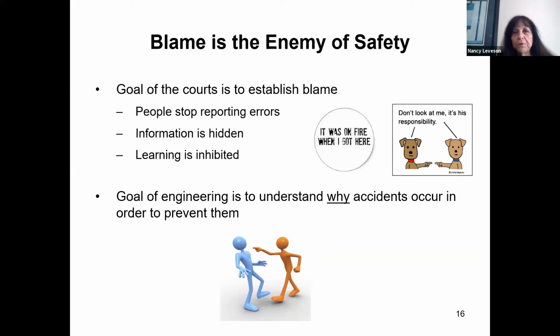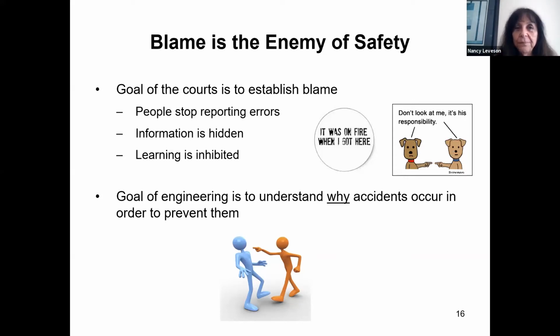The problem is what happens when you have blame. Well, first of all, people stop reporting errors. One of the reasons I said there are lots of precursors of accidents is that people are afraid to report, hey, I made this mistake, because they're going to be blamed for it. And that's why the anonymous reporting systems have been so effective.